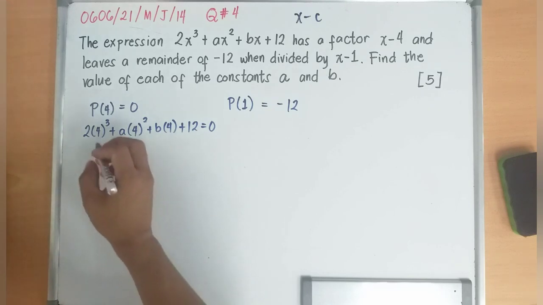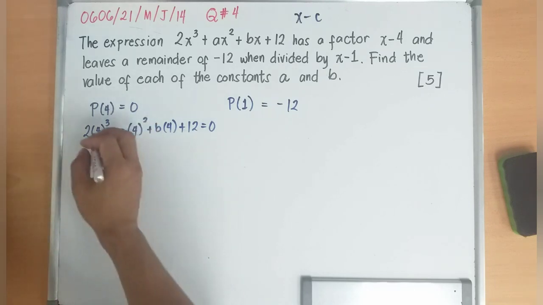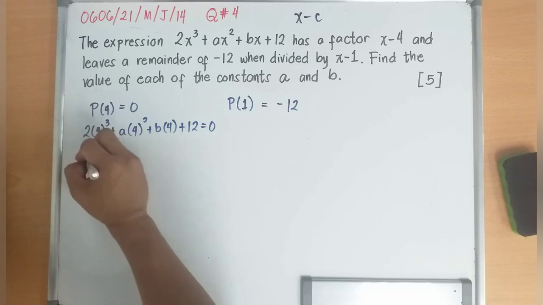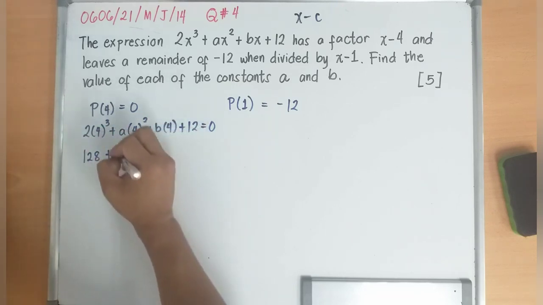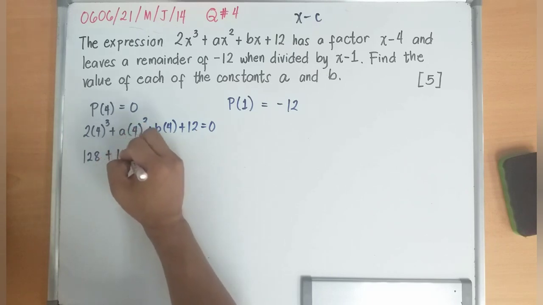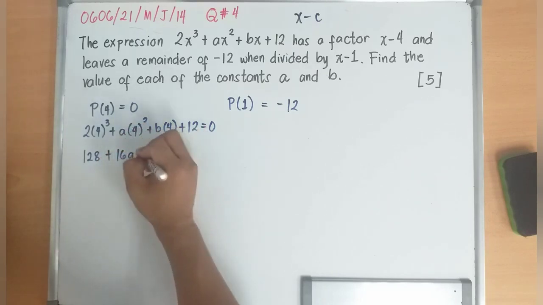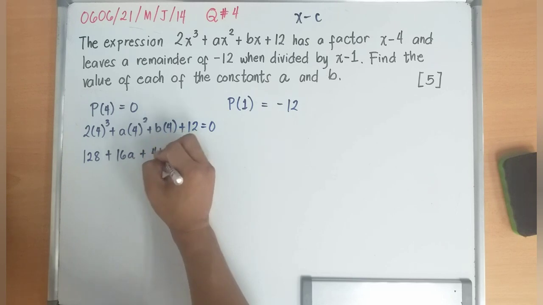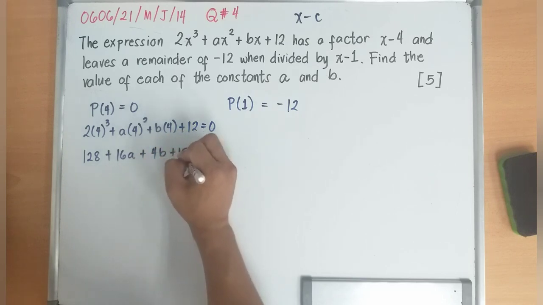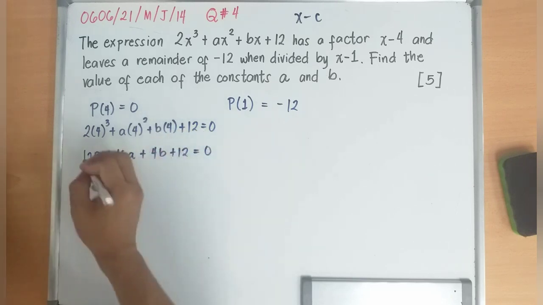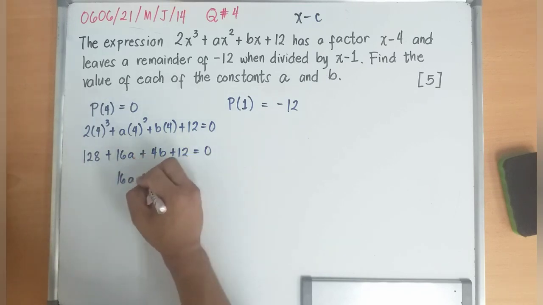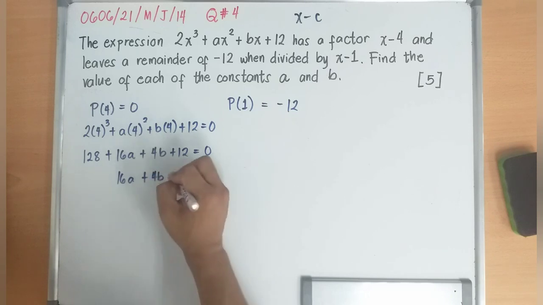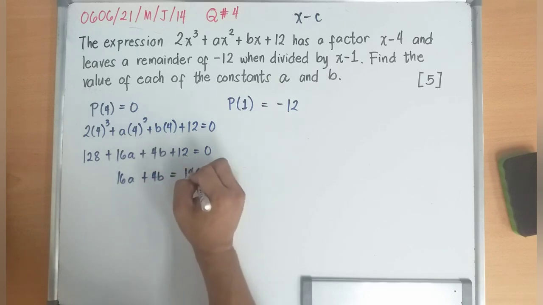Okay? So I have now 4 cubed is 64. 64 times 2 is 128. Plus 4 squared is 16. 16 times a is 16a. Okay? Plus 4b plus 12 is equal to 0. 12 plus 128 is 140. So I'll have 16a plus 4b is equal to 140.